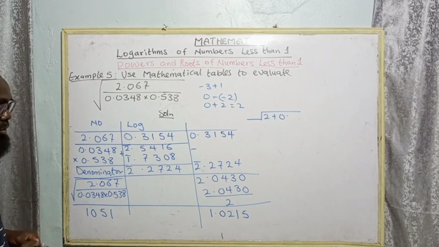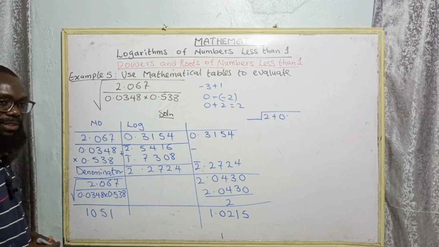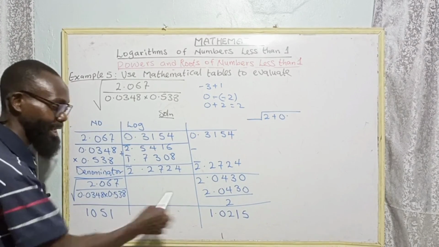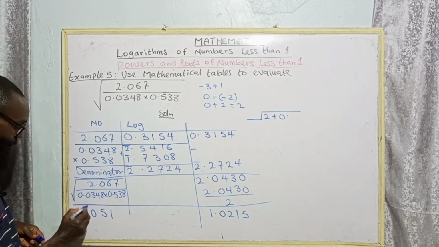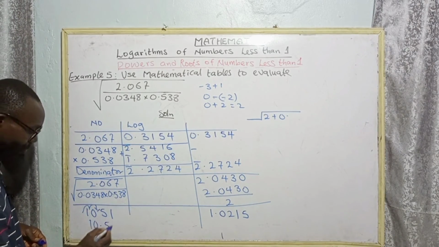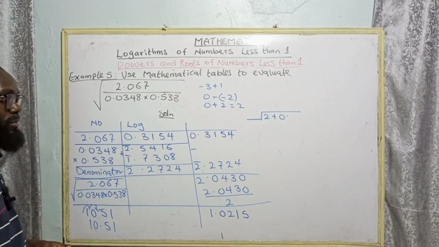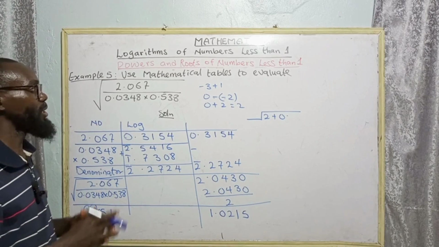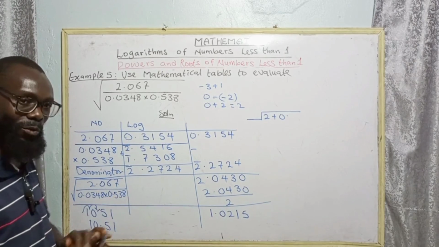So we have 1051. Now, to move our decimal points, this doesn't have bar. You are going to add 1 to it, making 2. Then you move your point. 1, 2. So we have 10.51. So we have come to the end of this logarithms of number less than 1.